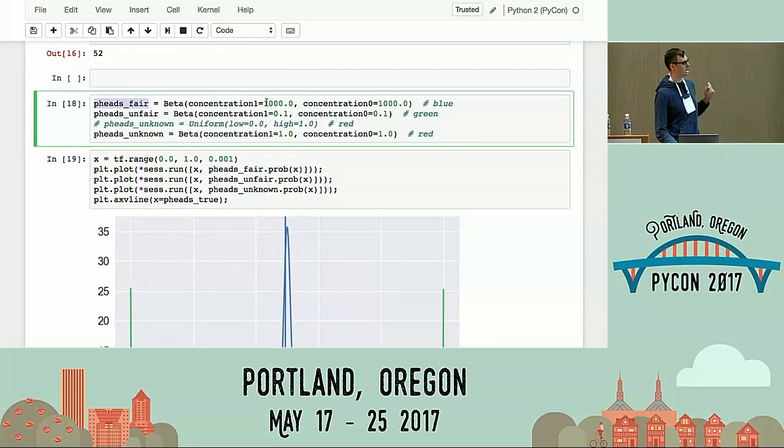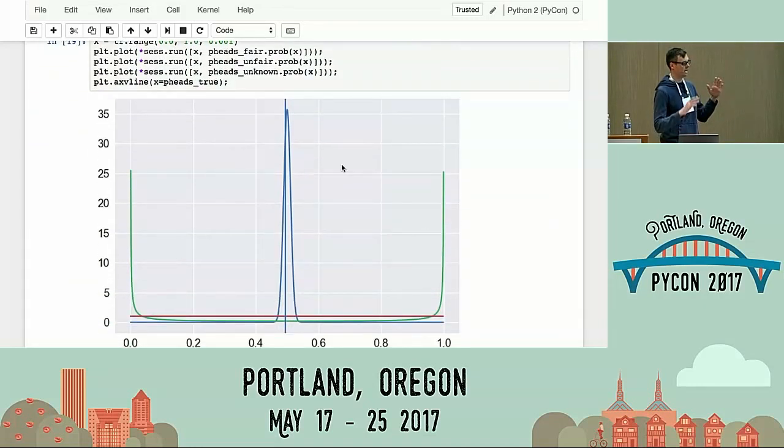So if concentration 1 and concentration 0 happen to be equal, if they also happen to be very large, in this case 1,000, then what you will get is a beta that is very narrowly confined around 1/2. So with this, you say that whatever the coin fairness is, it is very close to 1/2. So this would be the case where you trust, let's say, the mint.